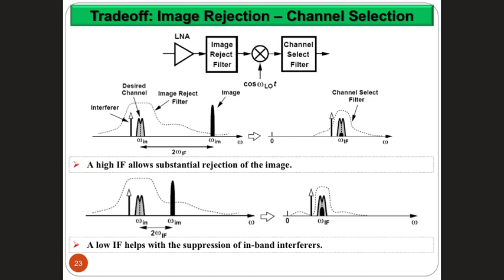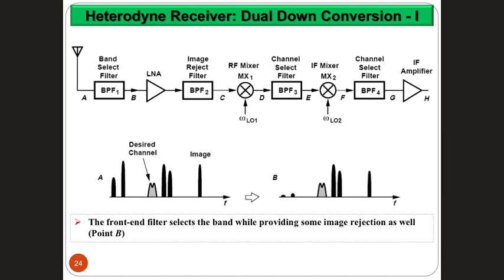So higher intermediate frequency allows better rejection of images, but makes it more challenging to remove adjacent interferers during channel selection. The opposite, lower intermediate frequency, means that image rejection is not going to be that good, but you can do a much better job in terms of channel selection. Okay.